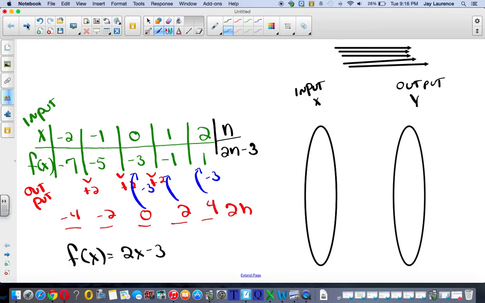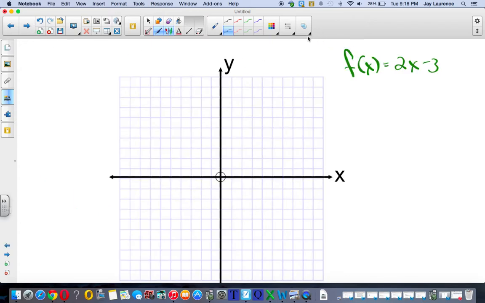Now I'm going to go ahead and graph that. Let's see here. 0, negative 3 is on my graph. 1, negative 1 is on my graph. 2, 1 is on my graph. I think 3, 3 will be on my graph. Right? How many points do I have to show? Well, I only have to show 2. But the more points I show, the more accurate my line will be.